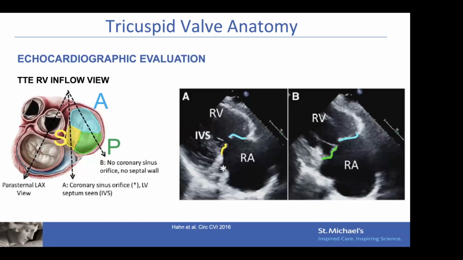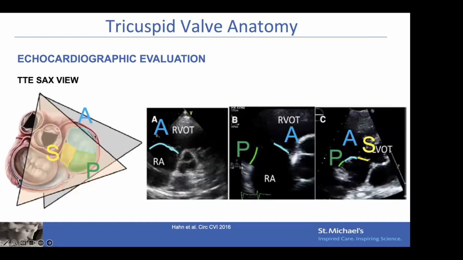First of all, transthoracic, and the first view we typically obtain is the RV inflow view, which is obtained by tilting away from the aortic valve in the parasternal long axis view. So when you then encounter the coronary sinus, you know that you will transect the septal leaflet with typically the anterior leaflet. The more you move away from the aortic valve, the more you tilt away, and the coronary sinus disappears, you will then transect the anterior and posterior leaflets.